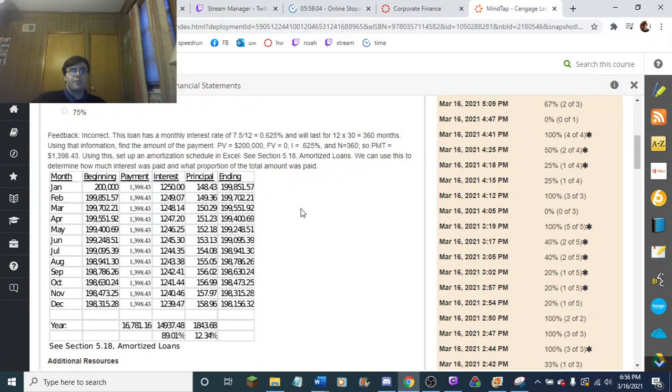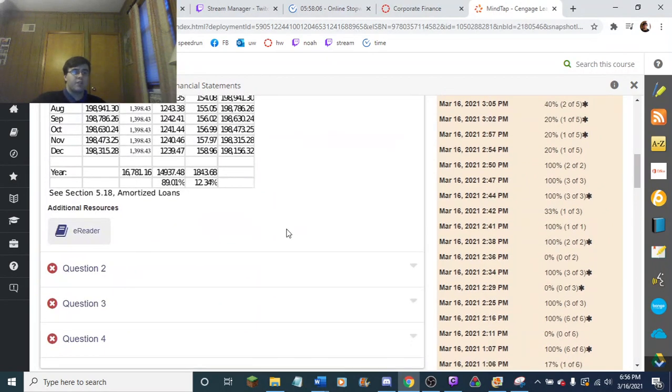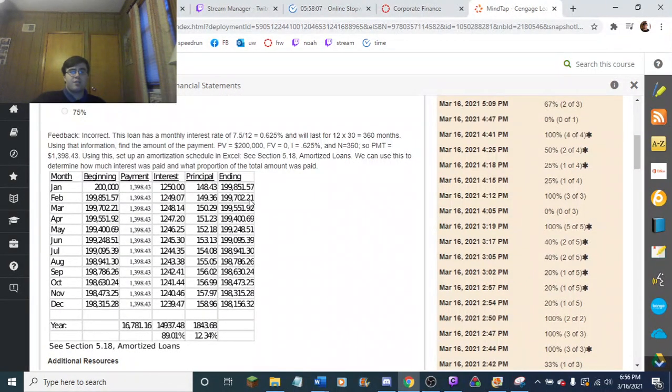I think you're not allowed to use your financial calculator because this would take 5 years to do on a financial calculator. The financial calculator doesn't tell you what percentage of them goes towards interest.